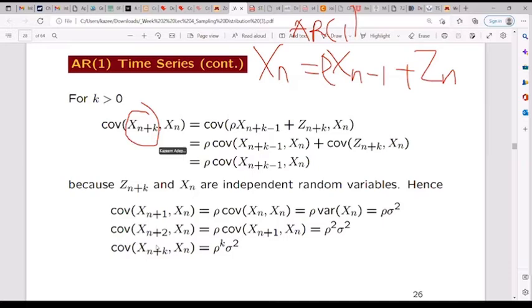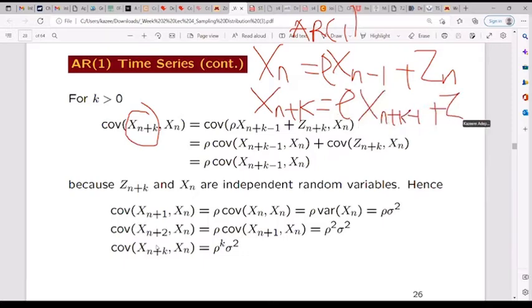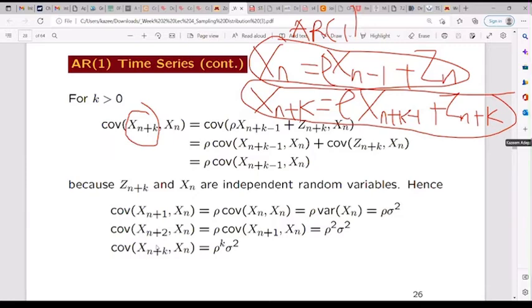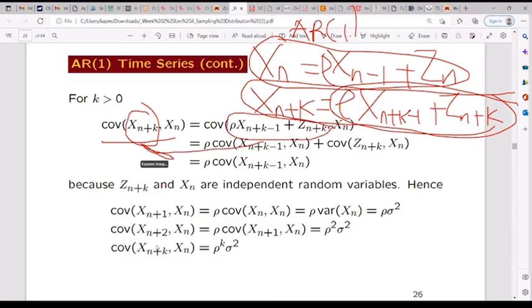Now we want to get Xn plus k. What are you going to do? Introduce k, so it's going to be n plus k: rho times Xn plus k minus 1 plus Zn plus k. If I want to find the covariance of that, I'm going to plug in the whole of this. That is what you see here. What is it representing? It's representing this term here, and this is Xn. That is how we find ourselves here.